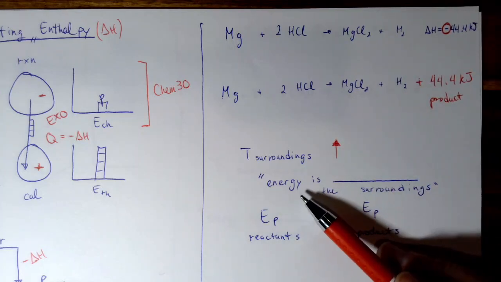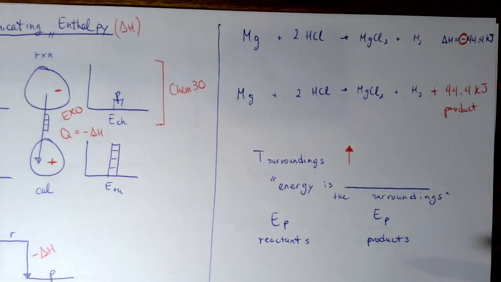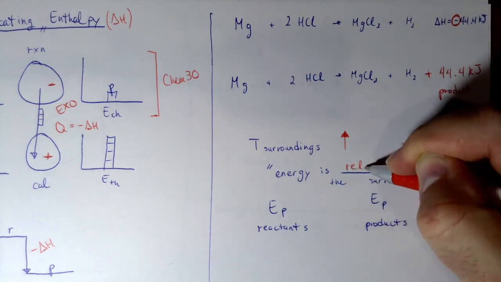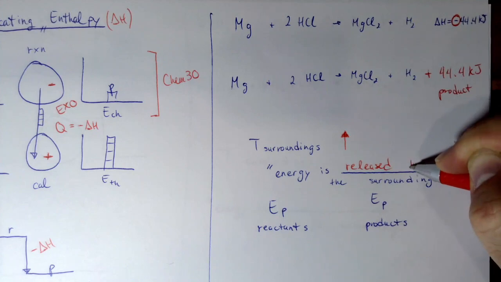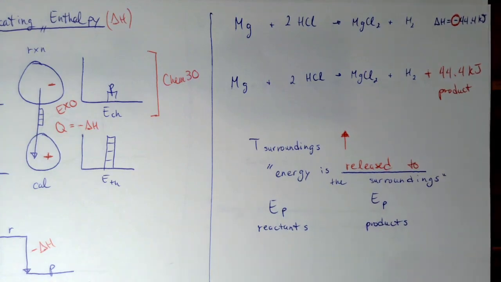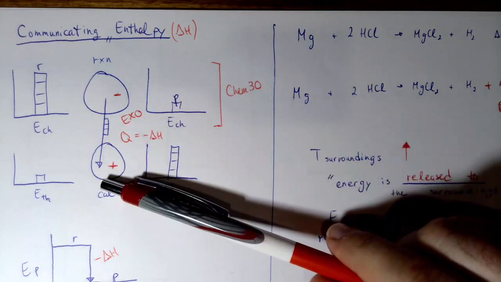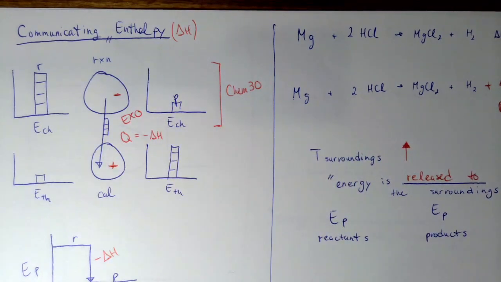And then finally, you'll see this phrase over and over again: energy is blank the surroundings. Energy is released to the surroundings. So the reaction is releasing energy, the calorimeter is gaining it.